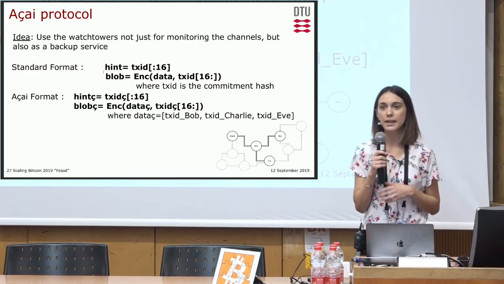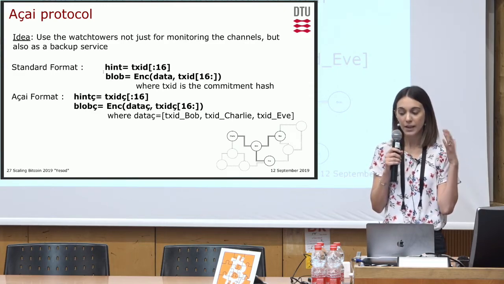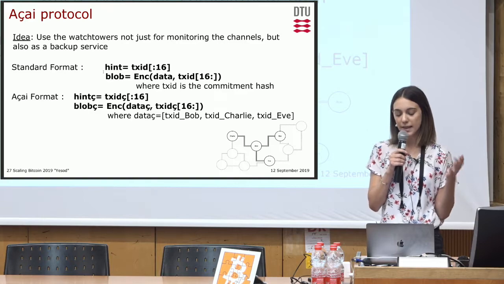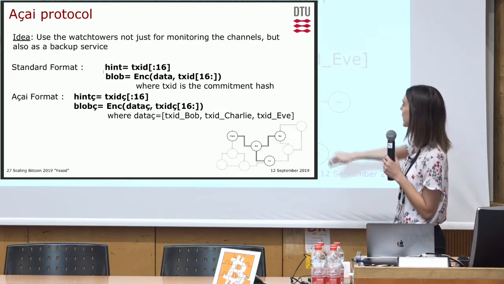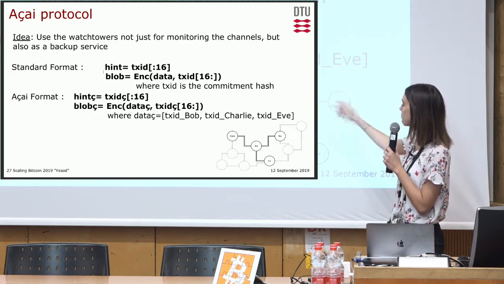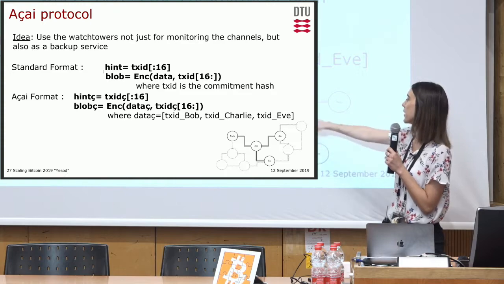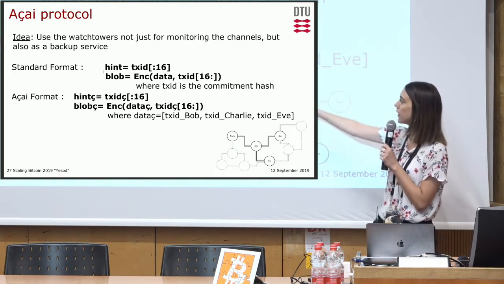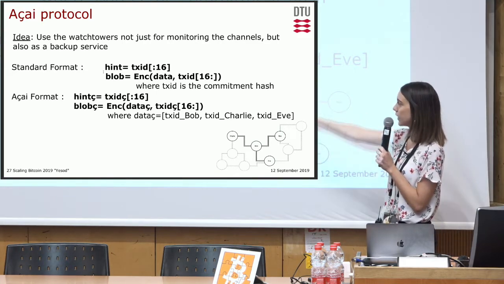For example, the data in the standard format is the commitment between two connected nodes. Instead, the data ASI contains the TXID, so the hash commitment, with Bob, Eve, and Charlie. So, for example, we have this network, where Alice is connected with Bob, Eve, and Charlie, and the data ASI contains the TXID with all the connected nodes.